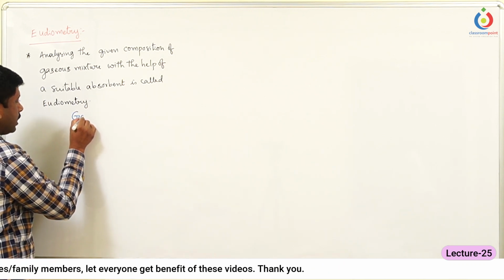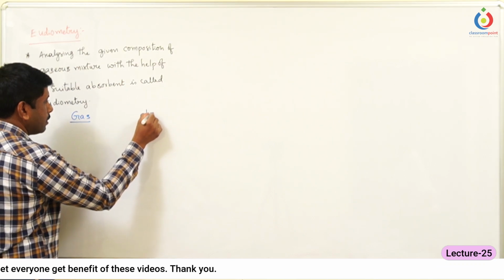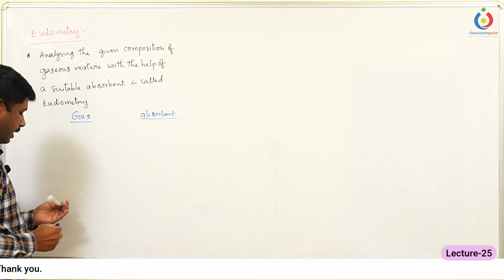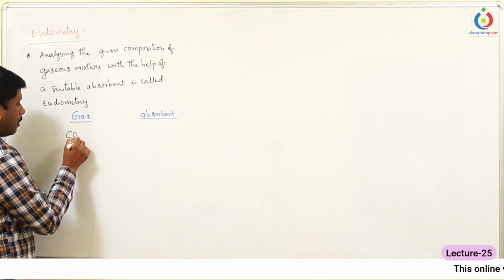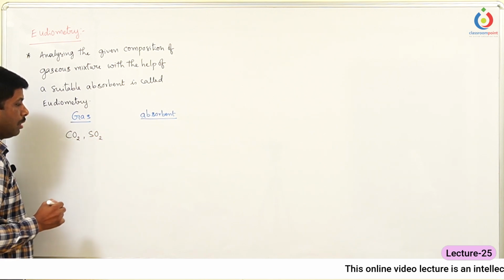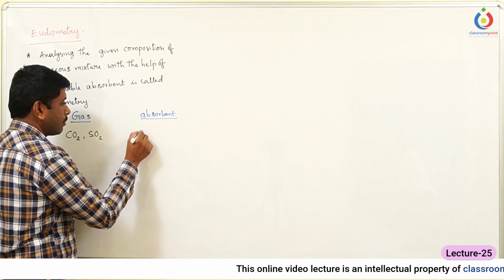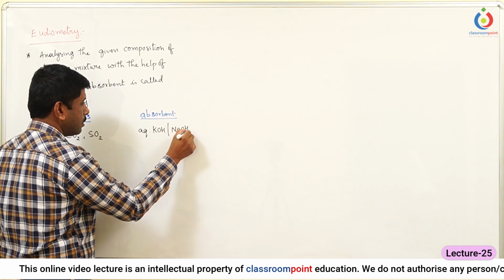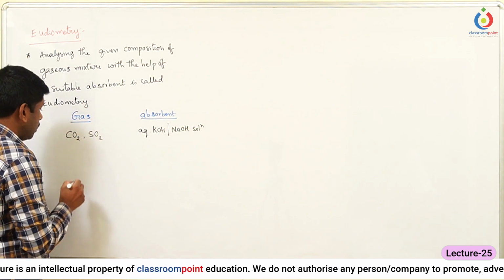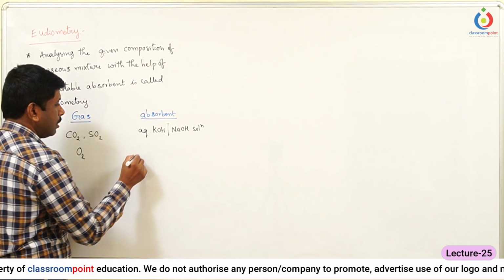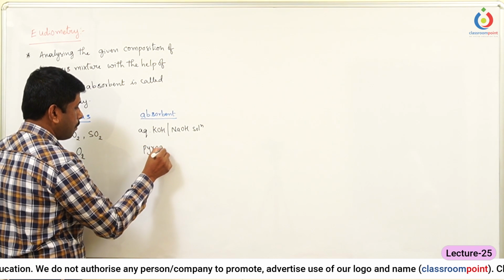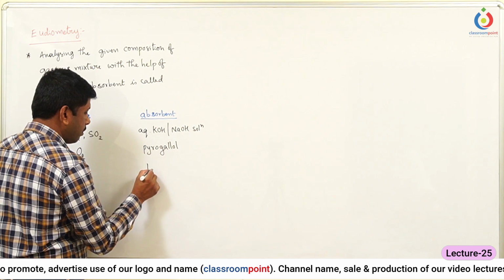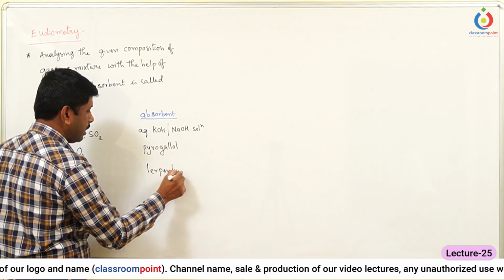So let us take the gas on this side and the absorbent. If the gas is either CO2 or SO2, these two gases are absorbed by aqueous solution of KOH or NaOH. If you take the oxygen gas, this is absorbed by pyrogallol. And if you take ozone, this is absorbed by turpentine oil.